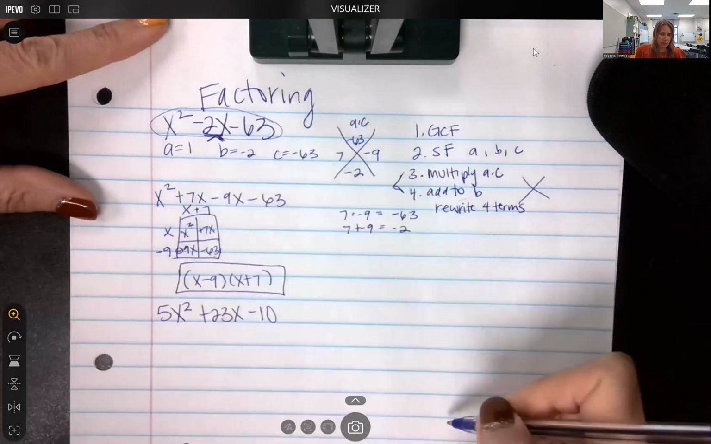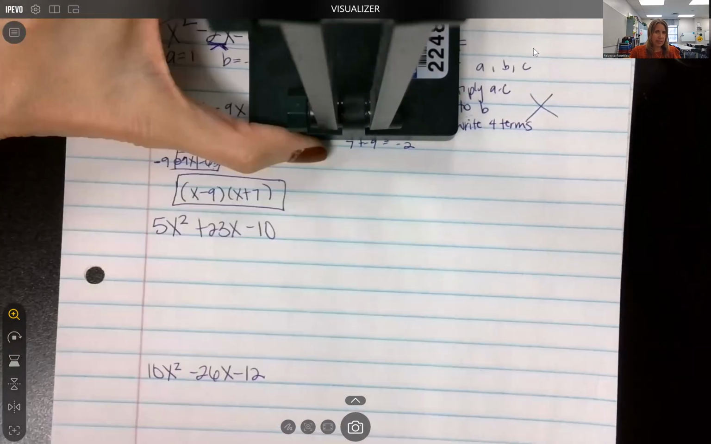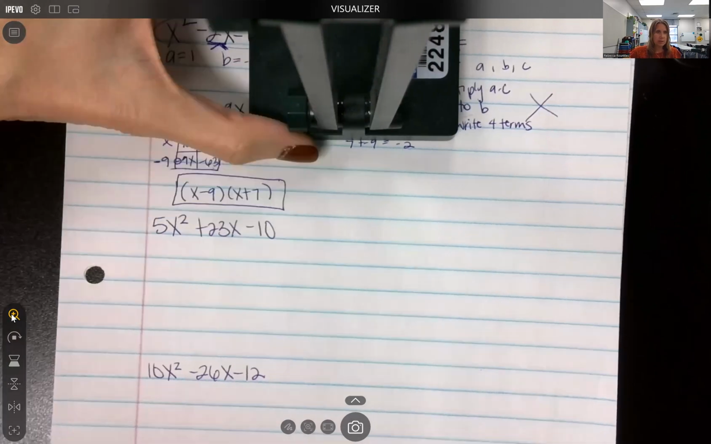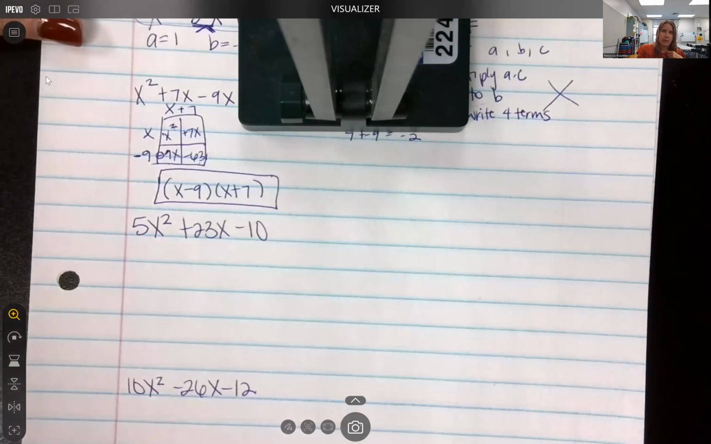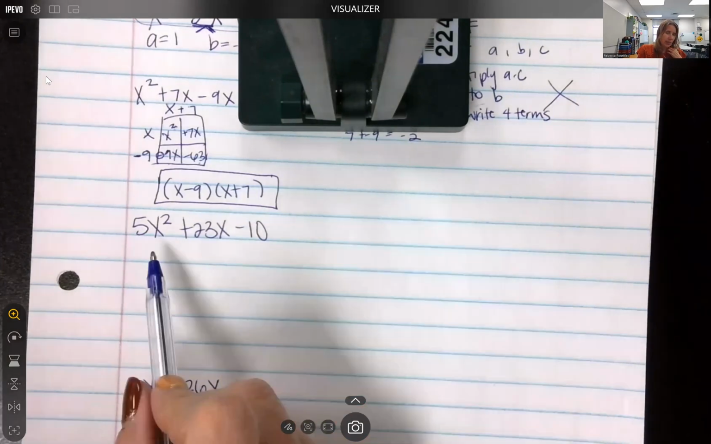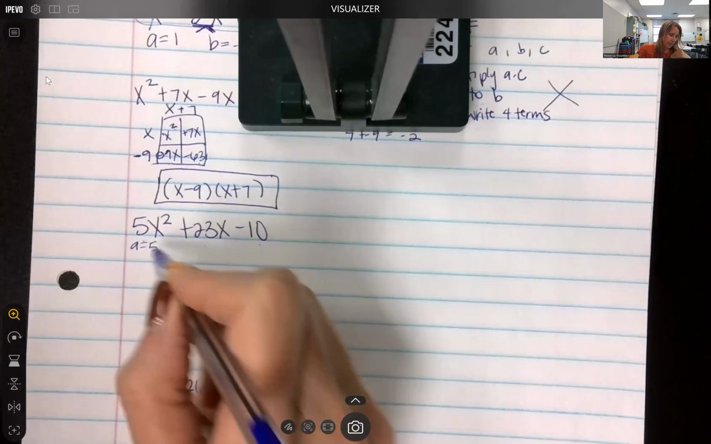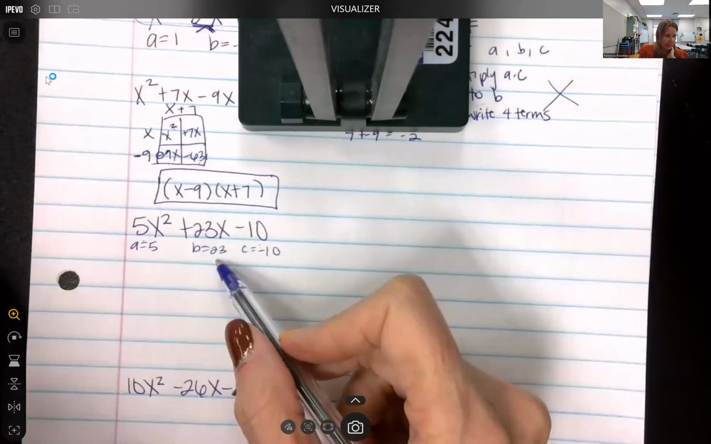All right, let's go down and do our second one, which is the proficient one. This is where you have 5x squared plus 23x minus 10. Okay, I'm actually going to zoom in just a little bit. Okay, so I'm going to do my steps. I'm going to look for that greatest common factor. There is nothing I can divide by with 5 and 23 and -10. It's already in standard form, so I'm going to go straight to the A, B, C. Okay, so A is 5 and B is 23 and C is -10.